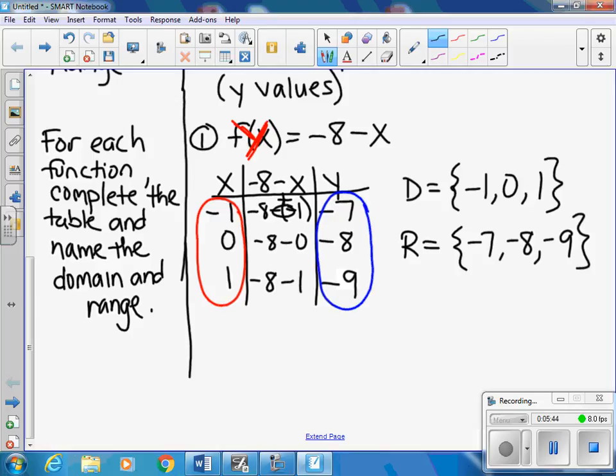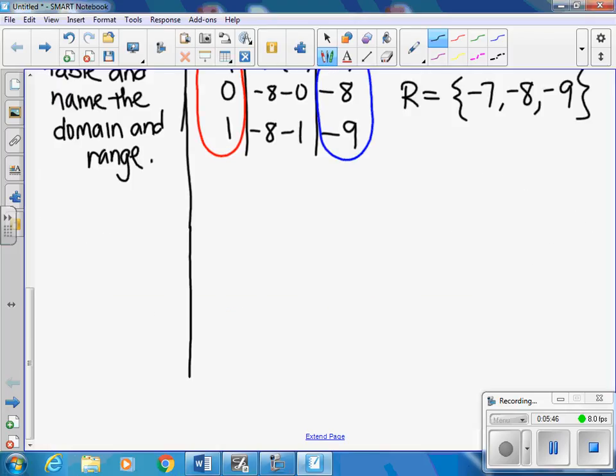All right, so let's take a look at another one. I'm going to give you a different function, and this time, I'm going to give you the x values you have to use. Sometimes they'll do that, and other times they'll let you choose. But if they give them to you, you've got to use what's given to you.